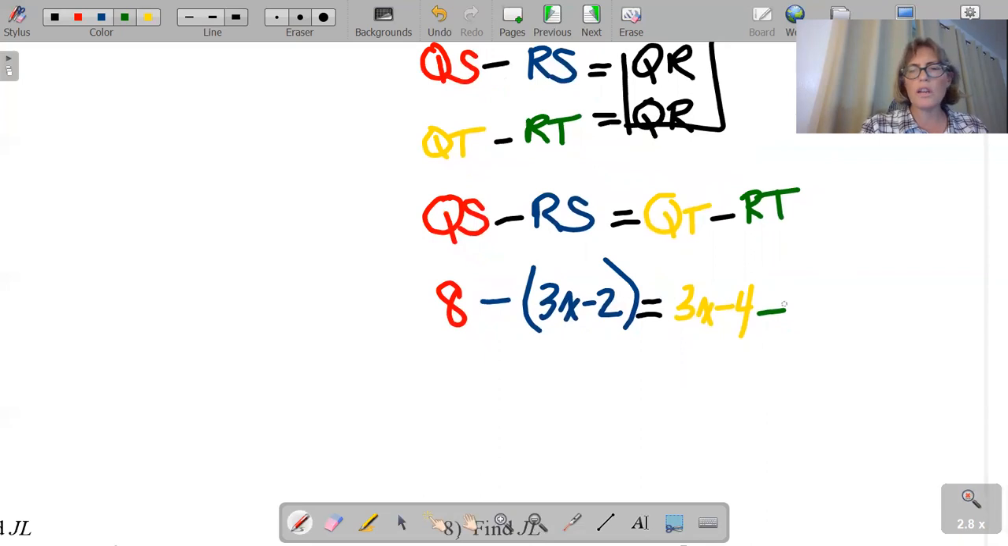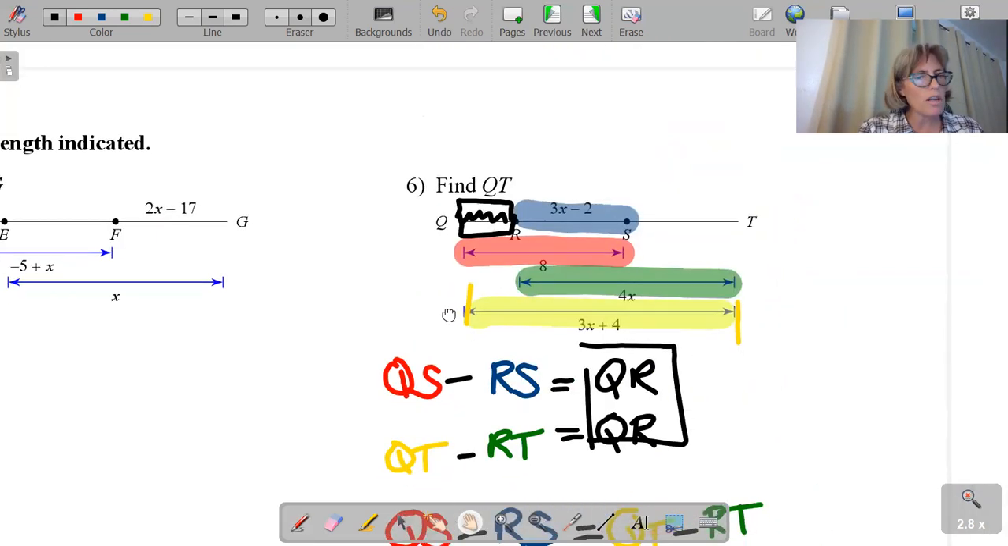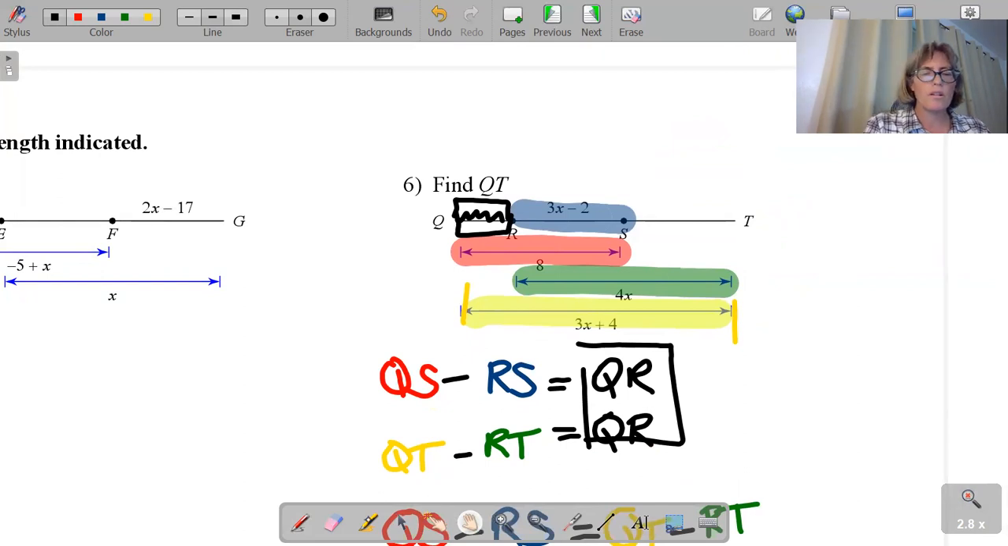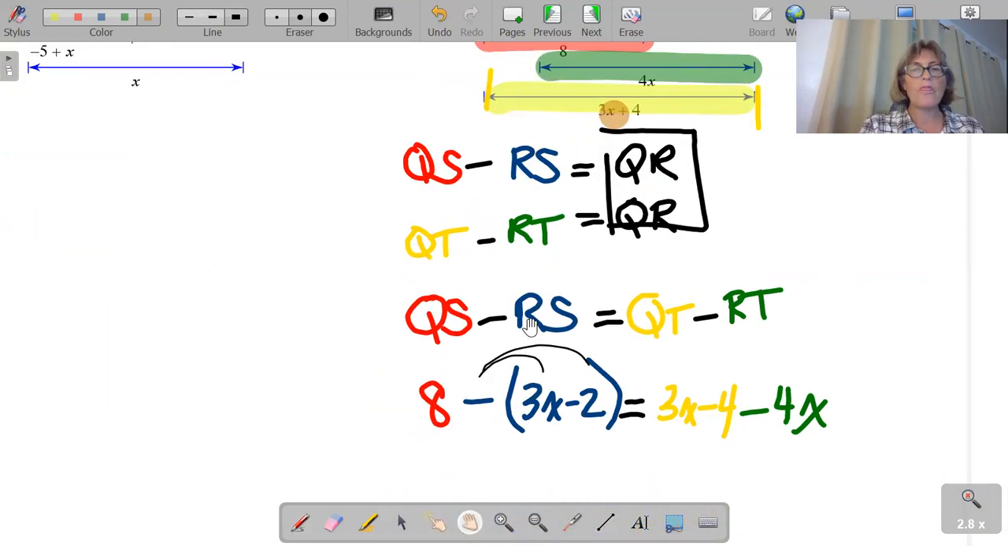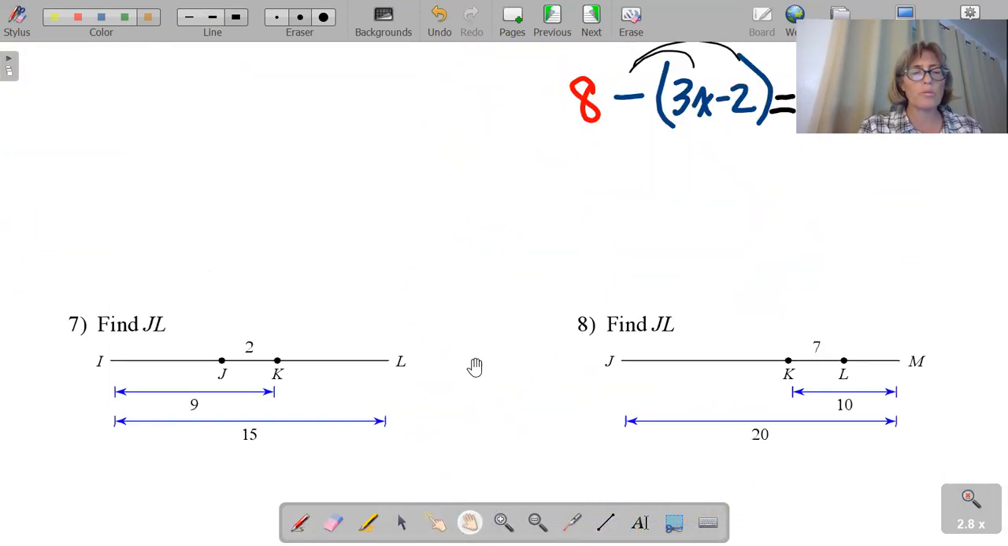So here's the trick to the entire problem. This negative sign has to be distributed in order to solve for x properly. Solve for x, and then plug it back in, and you're not just finding x. I want you to find QT, which is going to be 3 times x plus 4. Things before algebra.